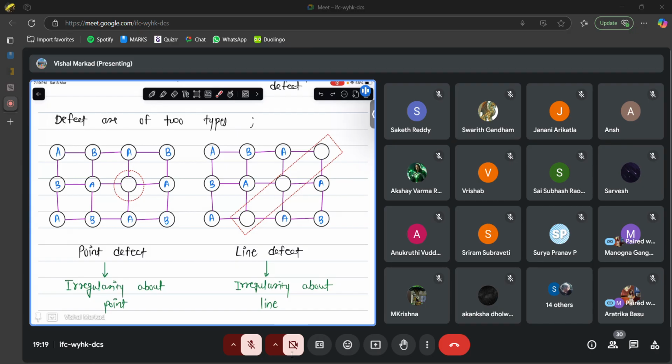So when an atom is missing at only one particular center, it is called a point defect. It means irregularity about a point. A line defect means irregularity about a line. See here, in the entire line, atoms are missing. Understand? So defects are classified into how many categories?